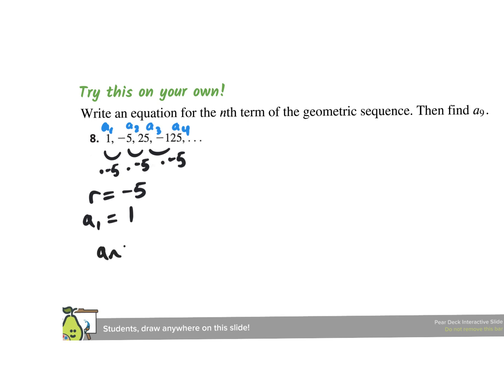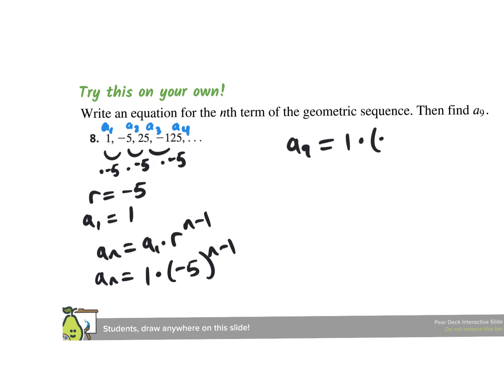So we have r, and we have a sub 1. Let's combine them into the formula. So a sub 1 is 1, r is negative 5, so we'll fill those in. 1 times negative 5, and if it's a negative, we'll put it in parentheses. And then we need to find a sub 9. So we plug in 9 for n. So we have 1 times negative 5 to the 9 minus 1 power. That gives us 1 times negative 5 to the 8th power.